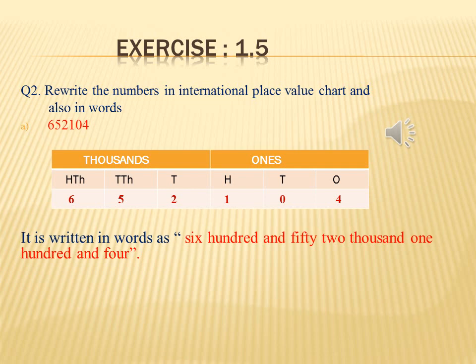Dear children, look at the second question. Rewrite the numbers in international place value chart and also in words. We have already studied international place value chart. In international place value chart, the first period is ones period with the places ones, tens and hundreds, and the second period is thousands with the places thousands, 10,000 and 100,000. So we read the number as 652,104.